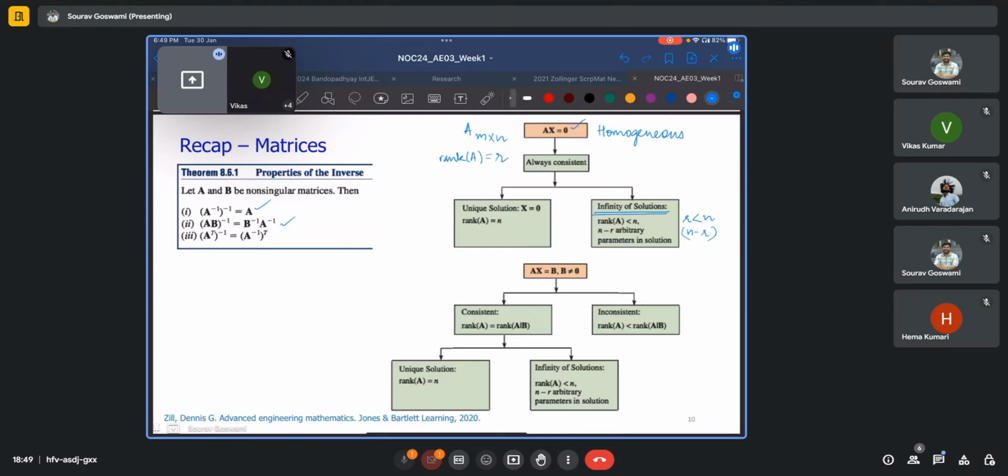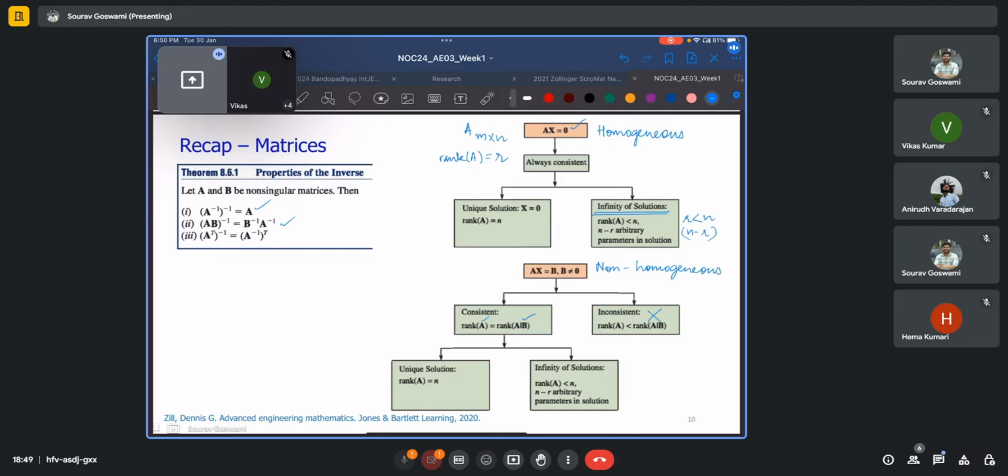Things become a little more tricky when the right side is not zero. So say you have something on the right side, Ax equals b. This is called a non-homogeneous system. For a non-homogeneous system, first we must always check for the consistency. It will be consistent if the rank of the original matrix equals the rank of the augmented matrix, or inconsistent if the rank of A is less than the rank of the augmented matrix. So if it is inconsistent, there will be no solutions.